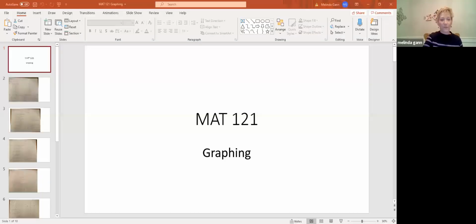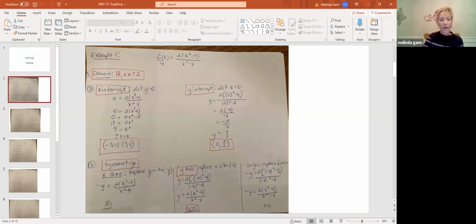So we're going to start back with the one we had in class. Okay, so here's our example. We have 2 times the quantity x squared minus 9 divided by x squared minus 4. So remember, to get domain on a rational function, you take that denominator and set it equal to 0. So we said x squared minus 4 equal to 0 and solved it, and we got 2 and negative 2. So that's why our domain was all real numbers except x cannot be 2 or negative 2. Now you can use algebraic notation, you can use interval notation, whichever you prefer, okay?